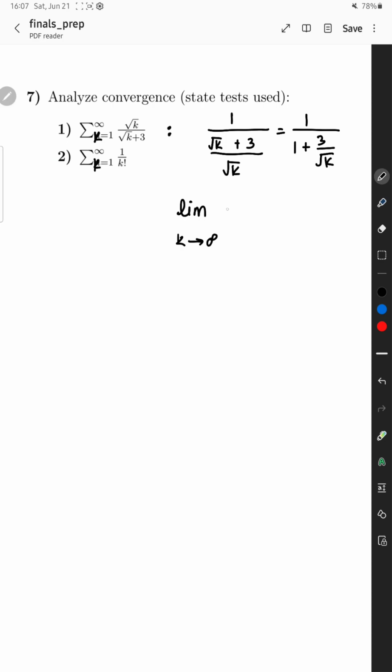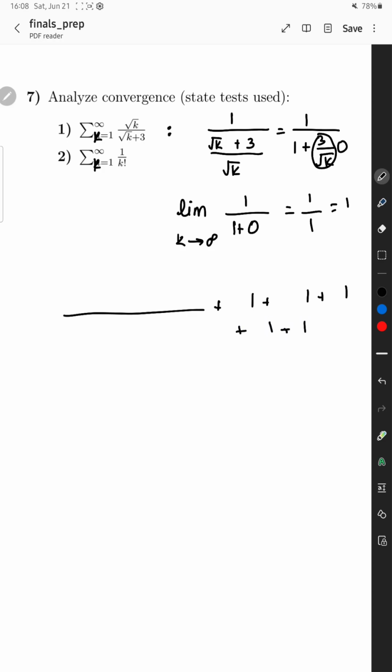So this limit, k approaches infinity, for this thing, as this approaches infinity, this factor would become 0. So it would be 1 divided by 1 plus 0, which is 1 divided by 1, which is 1. So the infinite term is approaching 1. As the infinite term is approaching 1, there's no way that if after infinity you keep on adding ones, this would converge. So it's obviously a diverging series by the divergence test.